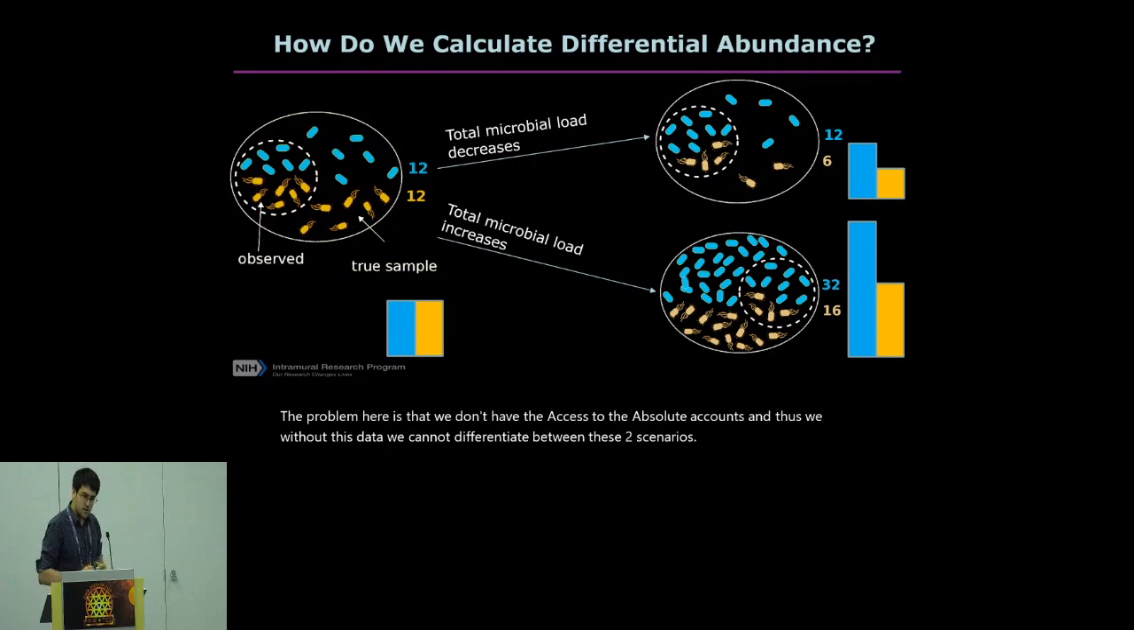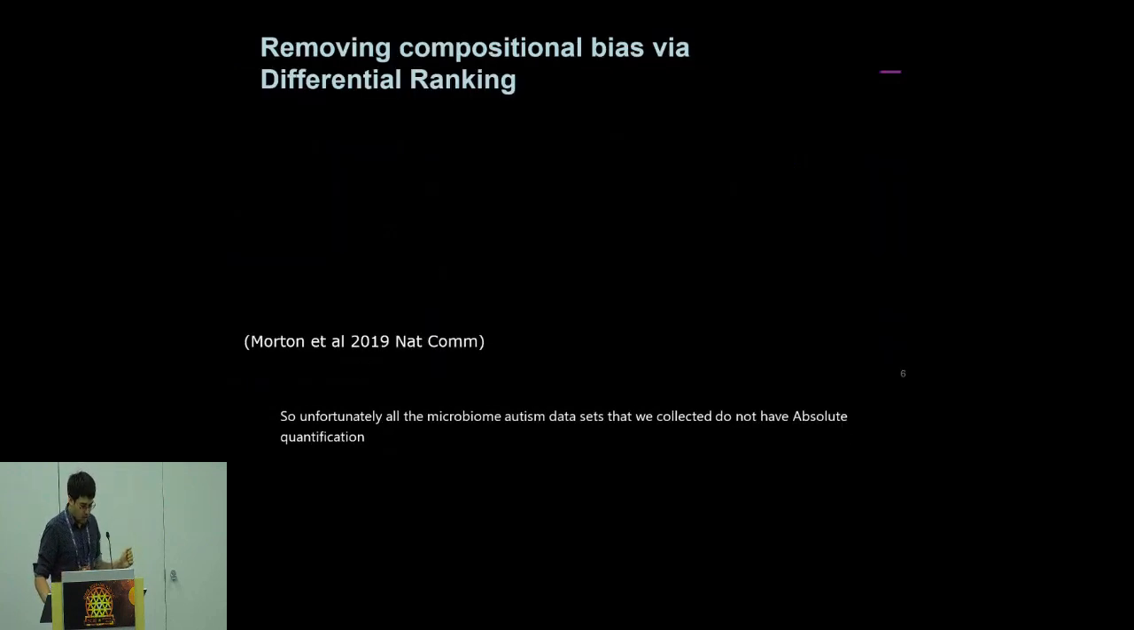So unfortunately, all the microbiome autism data sets that we collected do not have absolute quantification performed. So what can we do? We came up with a method back in 2019 that proposed a concept of differential ranking.